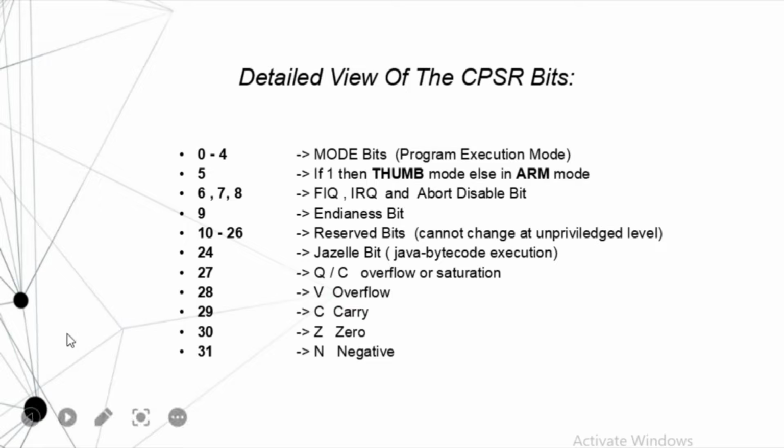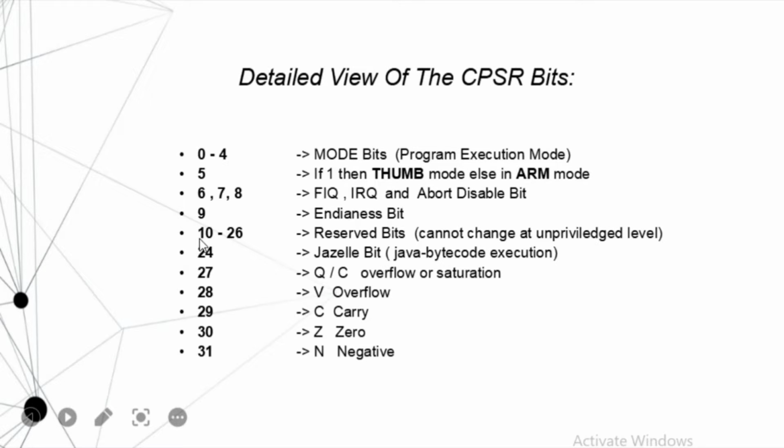Talking about the 9th bit, or the E bit, or we can say the endianness bit. Many of you may not know that ARM can execute binaries of both endianness. ARM is a bi-endian processor, which means that any binary created for Little Endian architecture can be executed by an ARM processor, and any binary created for Big Endian architecture can also be executed by an ARM processor. So it is a bi-endian processor. By the value of bit 9, we can easily identify the endianness of the program.